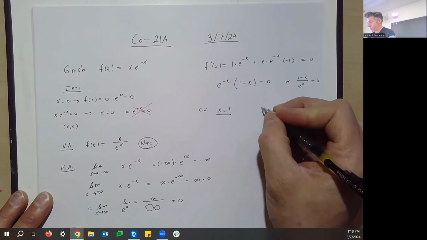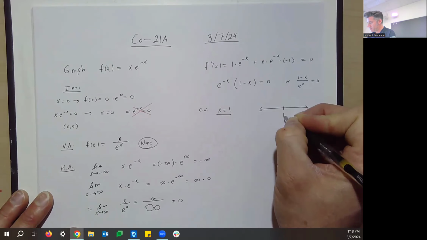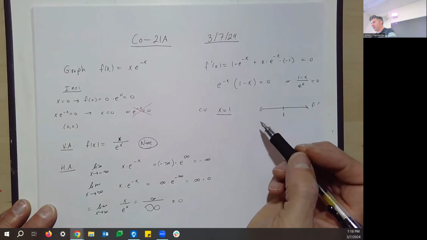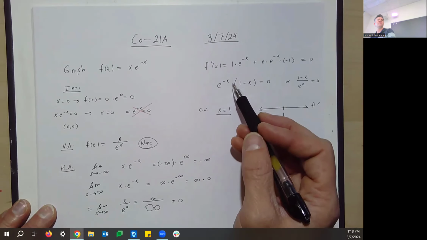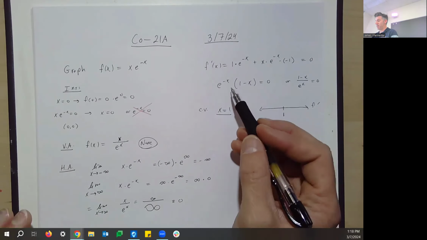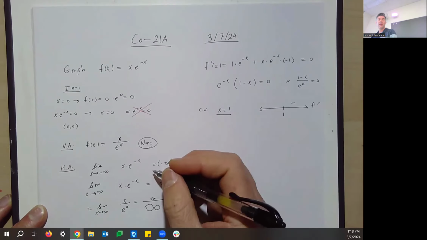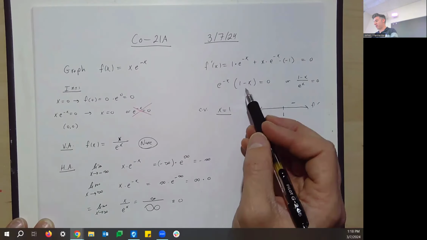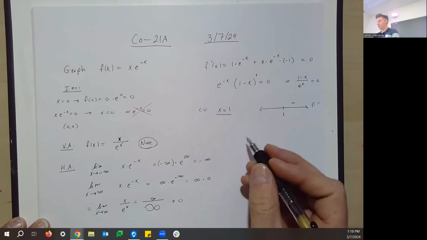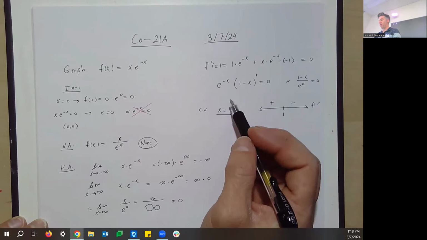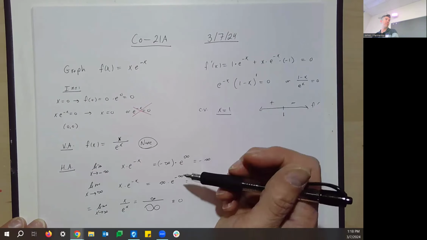So then put that number on the number line. Pick a number larger than 1, like 7. 1 minus 7 is negative. E to the negative 7 is positive or negative? E to the something is always positive. So it's a positive times a negative, which is going to be negative. And then you can either keep doing the same thing, or you could say the 1 came from this factor. This factor has an odd power of 1, which means the sign is going to change. Or you can plug in 0 and say e to the 0 is 1, 1 minus 0 is 1, and a 1 times a 1 is a positive number, which is 1.